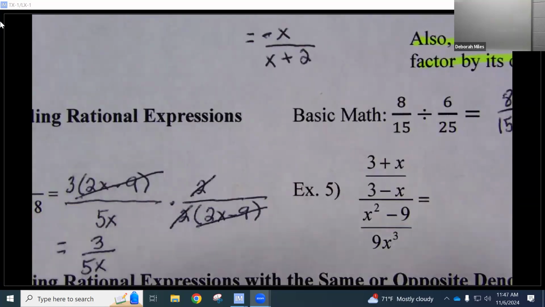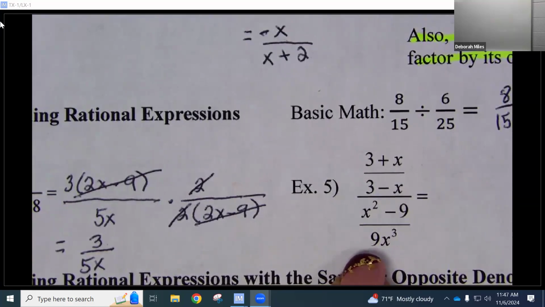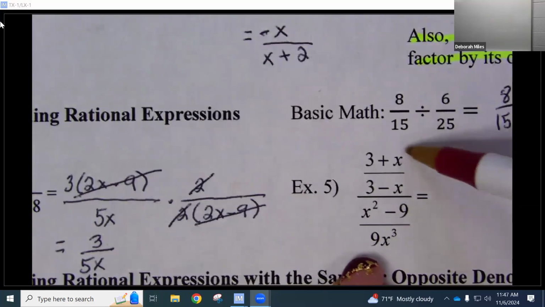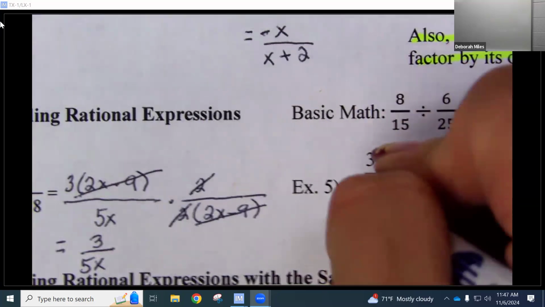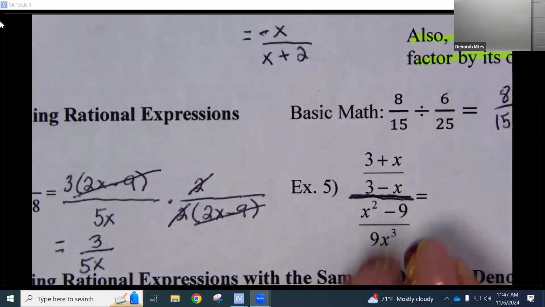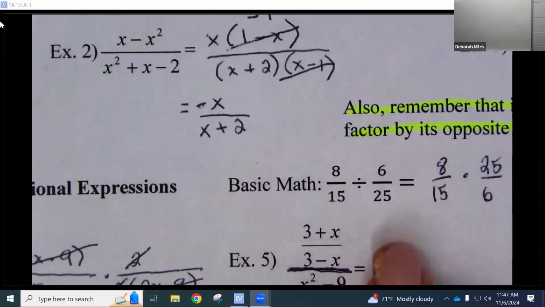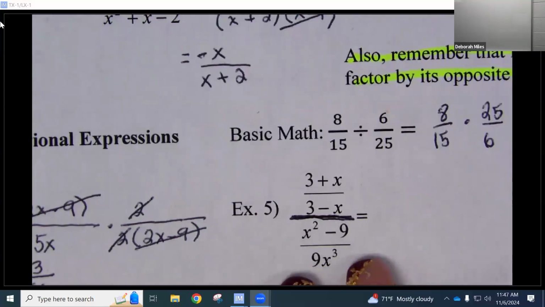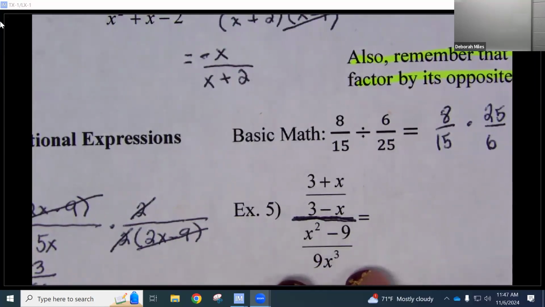All right, number 5 is just a weird way of writing division. You can also call that a complex fraction when you have one fraction divided by another fraction. It's just a different way to write this same thing. So I would still take the reciprocal of the second fraction and change that to multiplication.